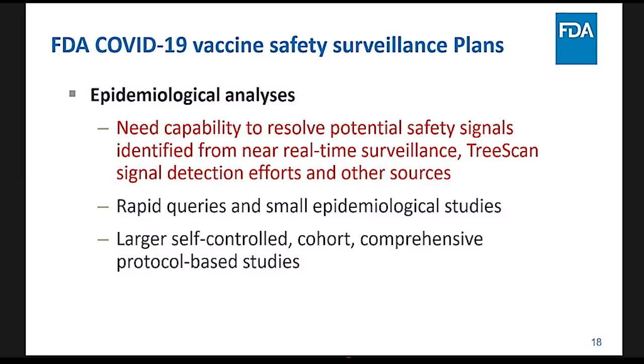Others in the government are also going to be using things like tree scan signal detection efforts for identifying potential signals. And so we would plan to partner with our government agencies to help them in refining and adjudicating safety signals that they might identify.